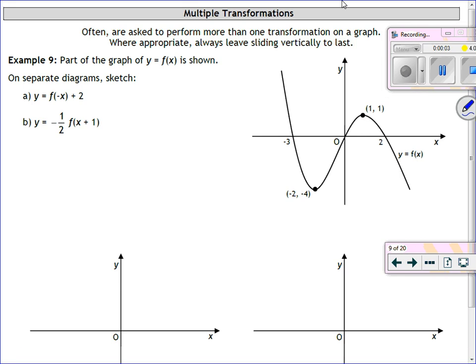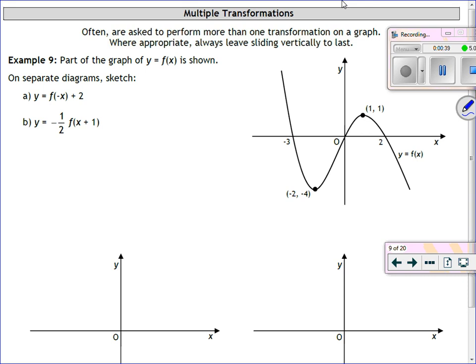Okay, right. The last part of the higher transformations of graphs is really to look at what is more likely to be asked of you at exam level. In an exam, it is very unlikely they would just ask you to carry out one transformation. It's likely to be two, maybe even three transformations. Three tends to be quite rare, but it's not impossible for them to ask that. Really, it's more common to be asked to carry out two transformations.